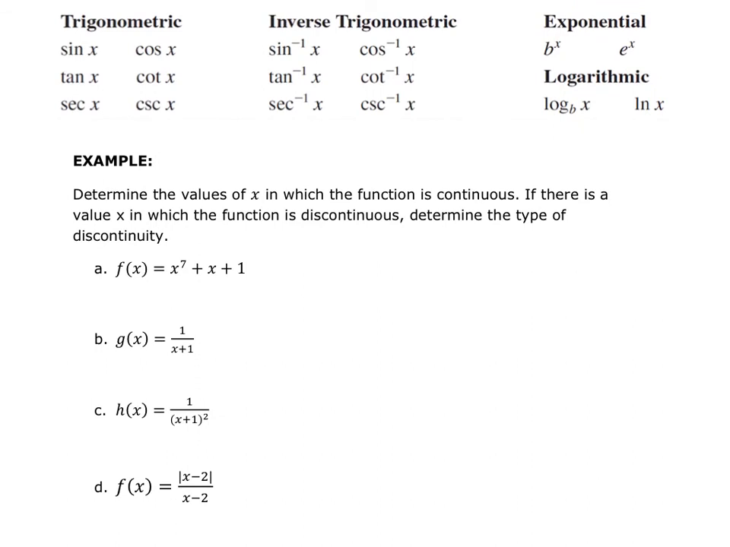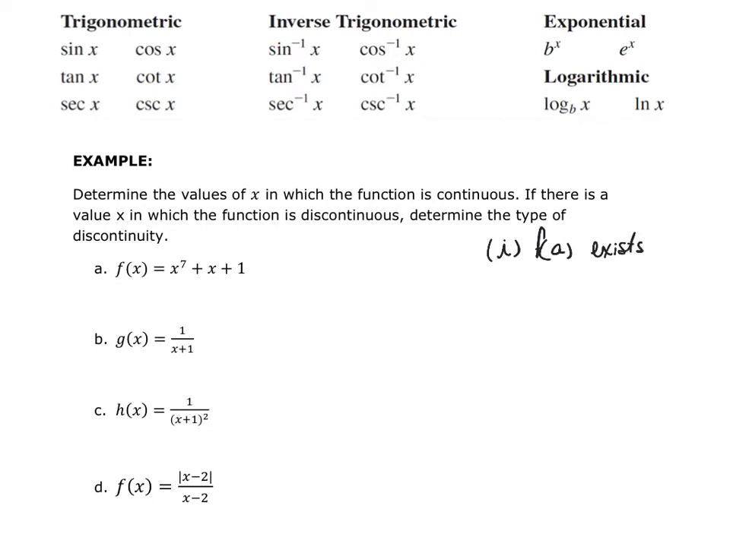So now we're going to determine the values of x in which the function is continuous. If there is an x value in which the function is discontinuous, determine the type of discontinuity. So we have to check for all 3 things for continuity. First is that f of a exists. So that's the first one. So f of a exists.